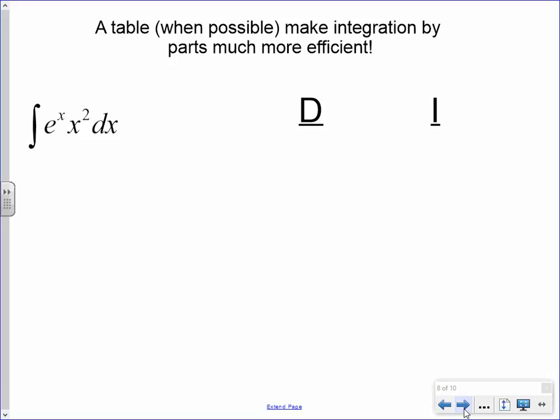Okay? So you're going to make a D column, you're going to make an I column. D for derivative, I for integral. If we have e to the x and x squared, what goes in our D column?